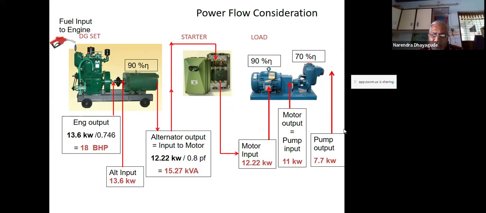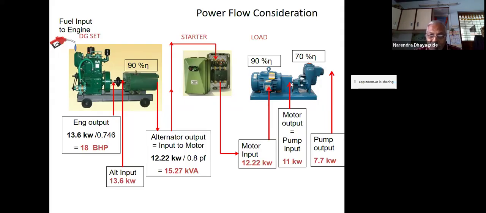Many a times we come to notice how the energy flows. Suppose this is a common pump set. We say, what is the pump rating? It is a 10 HP pump. 10 HP means about 7.5 kilowatt. Now the output of the pump is 7.7 kilowatt. That is the mechanical output of the water, pressure into discharge into density, etc. But the pump has an efficiency of 70%. So the pump input needed is 7.7 divided by 0.7. So pump input is 11 kilowatt.